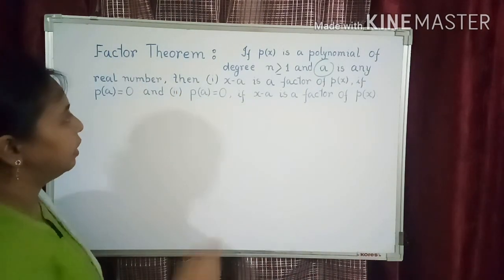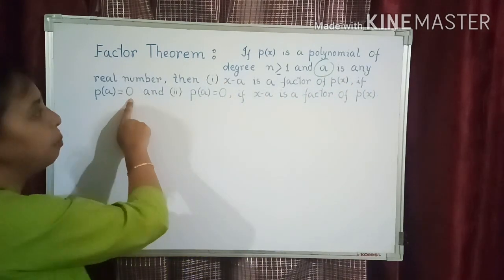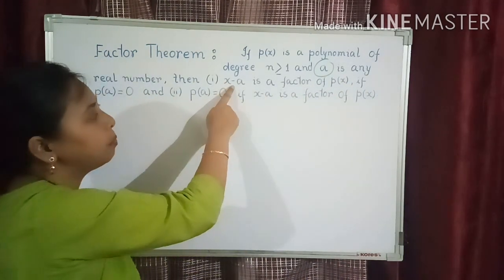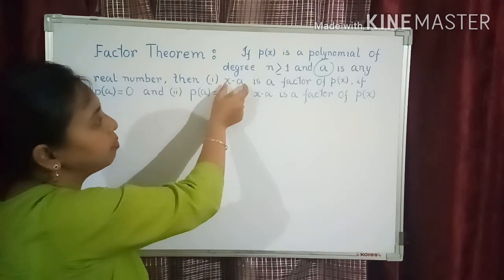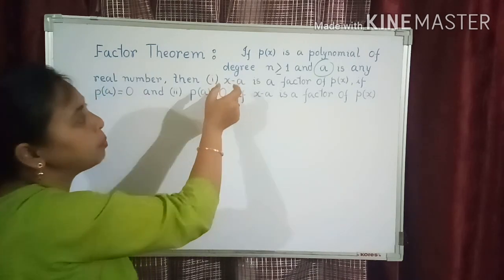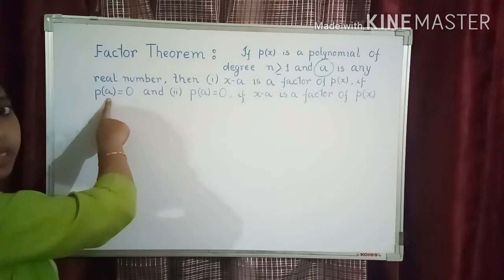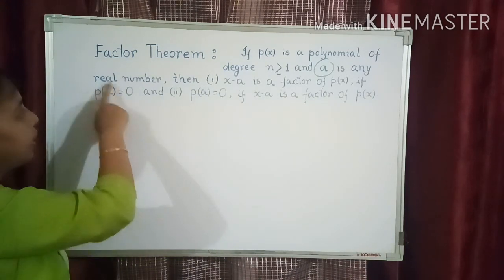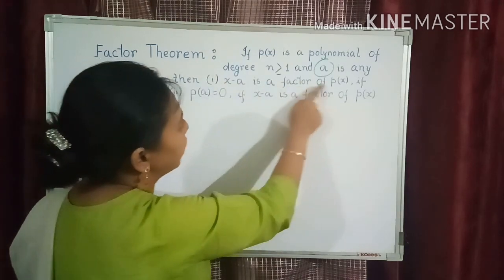Then, number 1, if P(a) equals 0, meaning if we find the zero of x minus a, one polynomial I have where a is a real number, x minus a, where the zero of this polynomial if I take out and put it in the place of the variable, then if I get 0, then we can say x minus a is a factor of P(x).